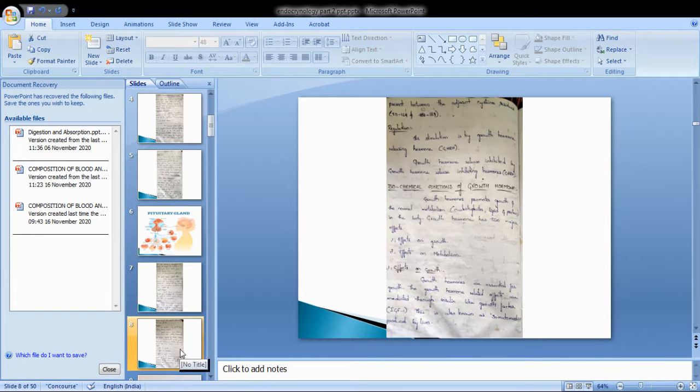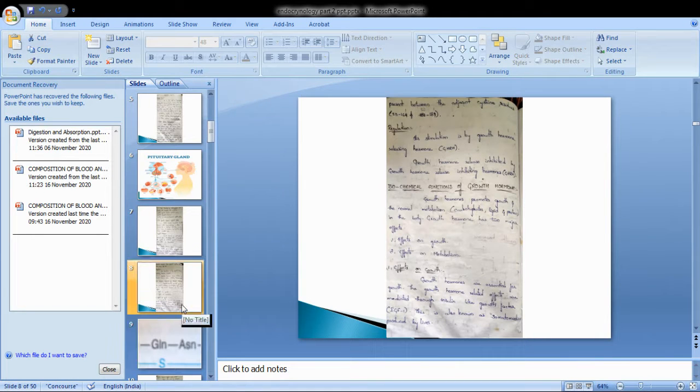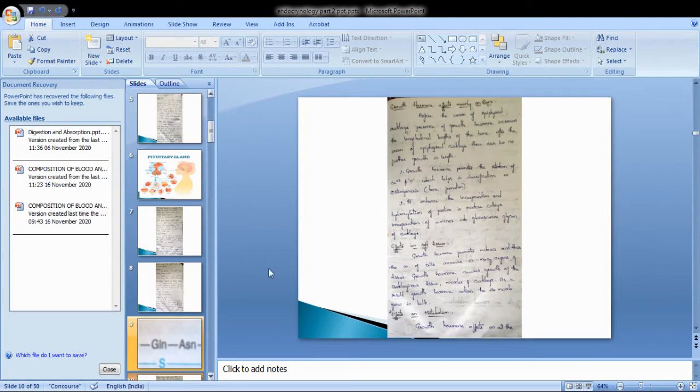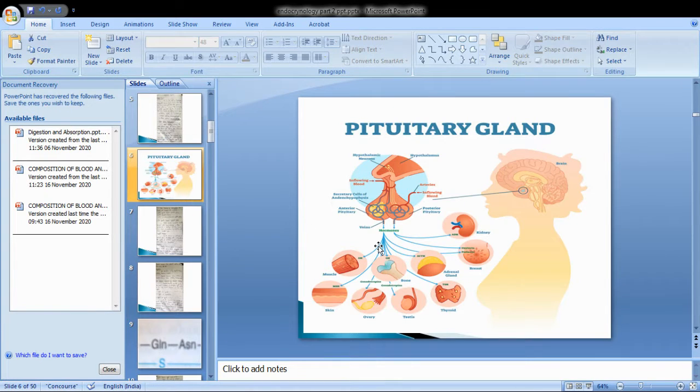Next, growth hormone mainly affects the bone. Before the union of the epiphyseal cartilage, the presence of growth hormone is essential. See here, I will show you the epiphyseal cartilage.